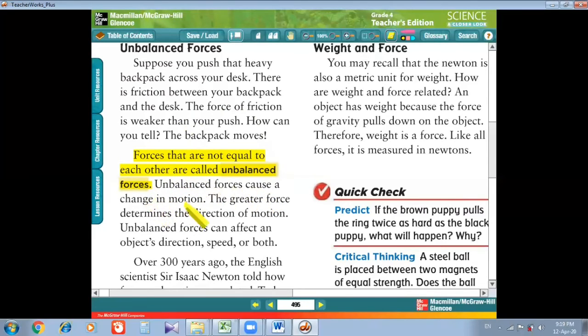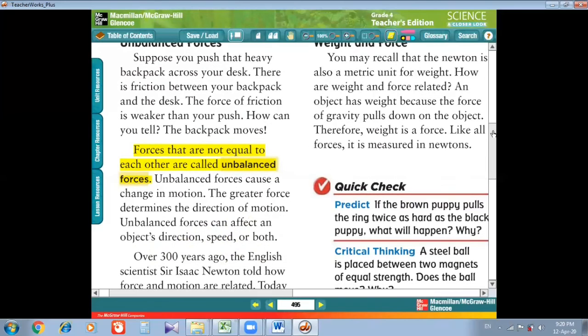Unbalanced forces cause a change in motion. Of course, when the forces are unequal, they are unbalanced, so it will cause motion. The greater force determines the direction of motion. The motion will be in the direction of the greater force. Unbalanced forces can affect an object's direction, speed, or both.